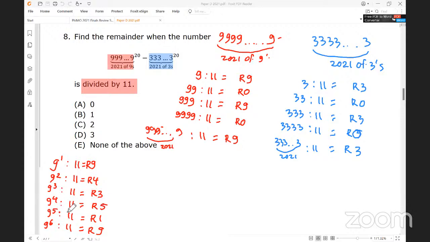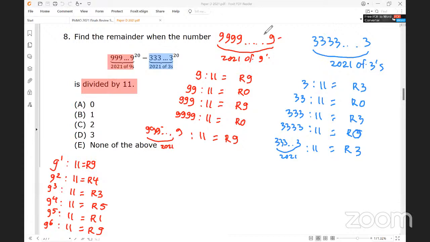Okay, so 9 to the power of 4. Just take the previous remainder, 3, and the first, 9. 3 times 9 is 27, then divided by 11, the remainder is 5. And so on. Then, as we can see, the numbers repeat. There is a pattern: 9, 4, 3, 5, 1. 9, 4, 3, 5, 1. That's for 9 to the power of.